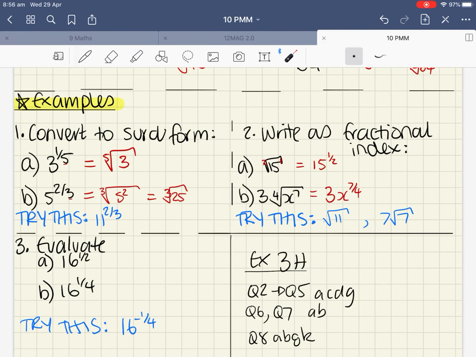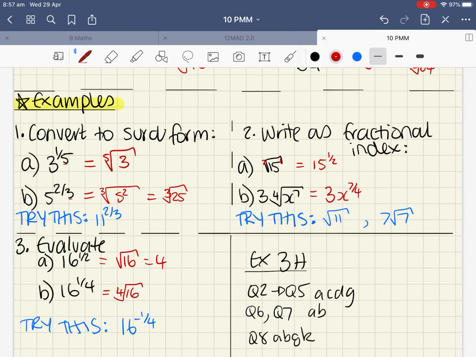Finally, we may be asked to evaluate certain fractional indices, and I don't want you to grab your calculator and pop it in, because you actually have the knowledge to evaluate this yourself. So if we put that in surd form, that's just the same as root 16, and we know the square root of 16 is 4. Okay, so there you go, you've already evaluated it.